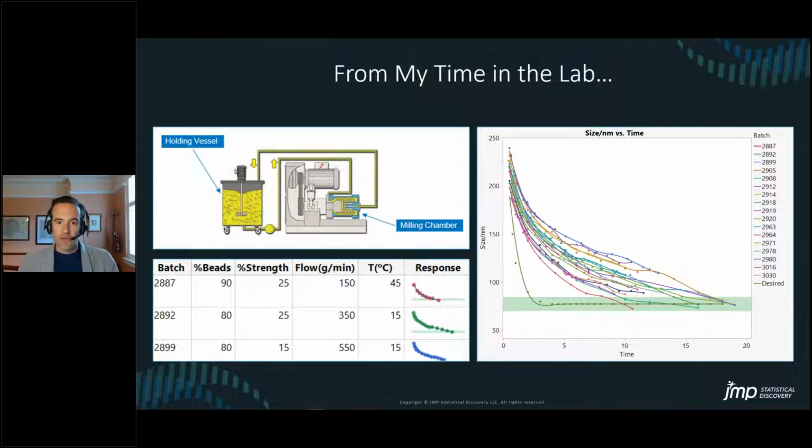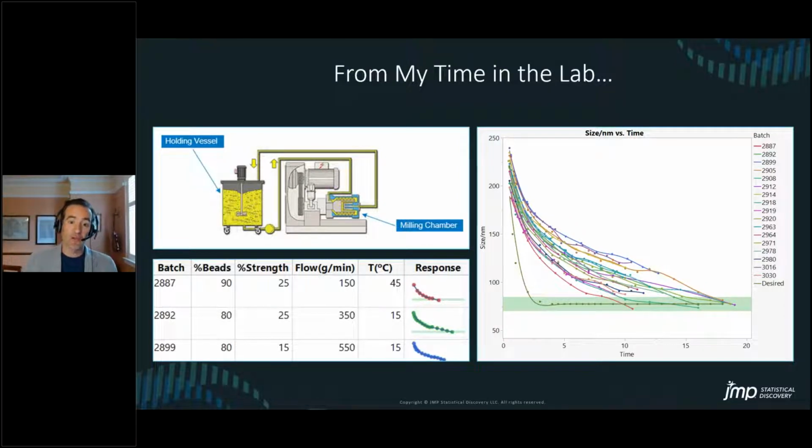Now, what you want is to reduce the particle size as quickly as possible into the target range. It may sound crude, but it's not simple. It's quite a hard problem to work out the best settings for that. So we use design of experiments.